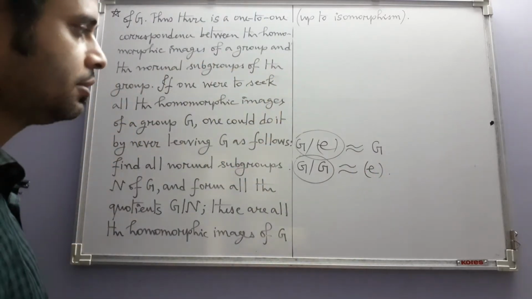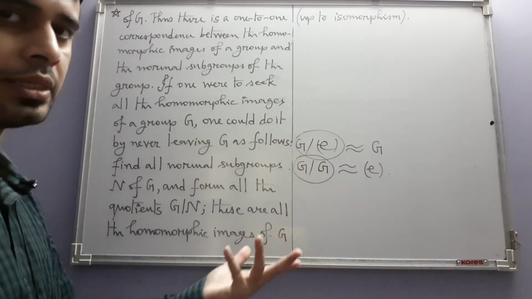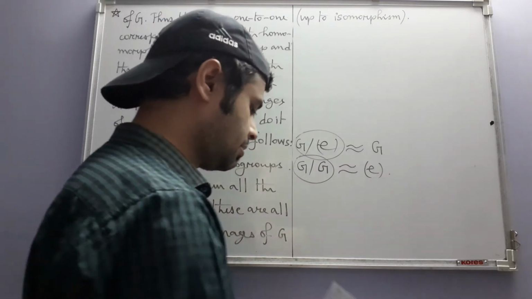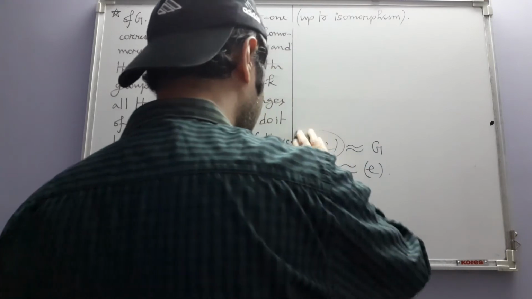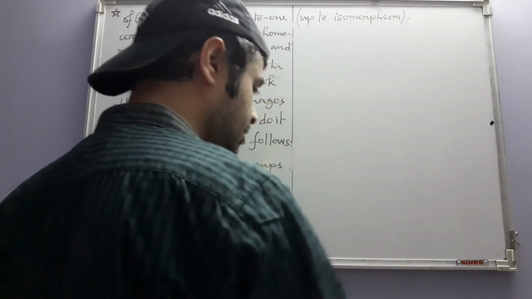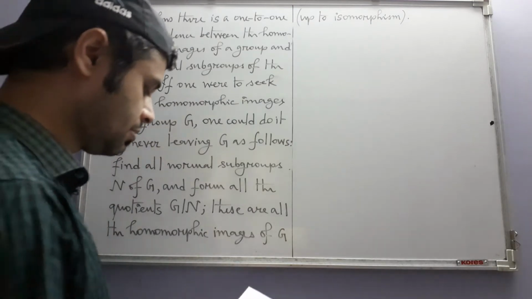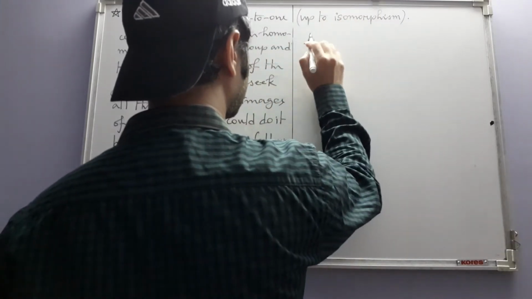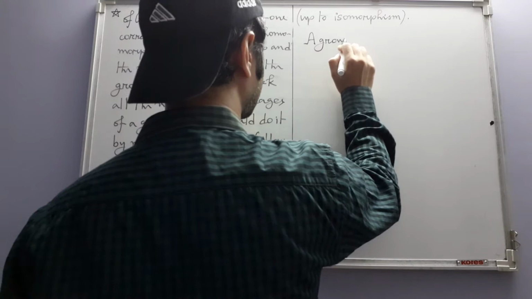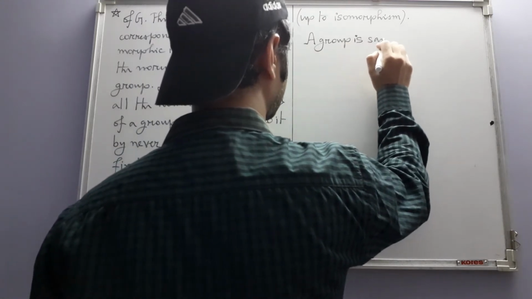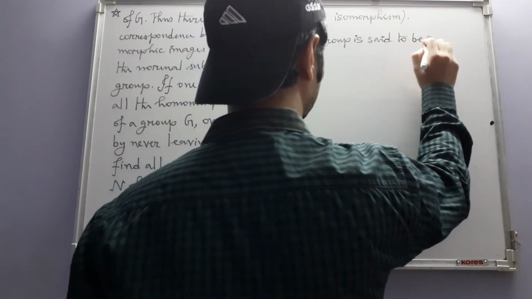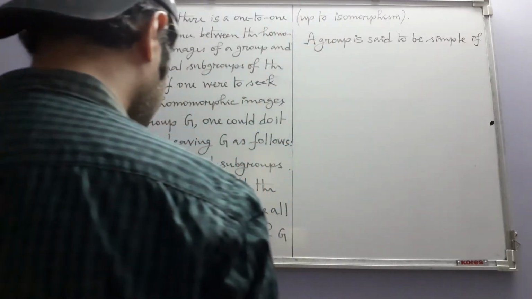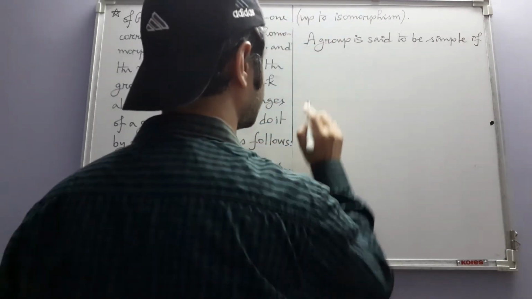If you really think about it, you can see that these are the only two homomorphic images of such a group. So the next thing is simple groups. We are not going to see any theory of simple groups in this book, but just the definition has been given. A group is said to be simple if it has no non-trivial homomorphic images.